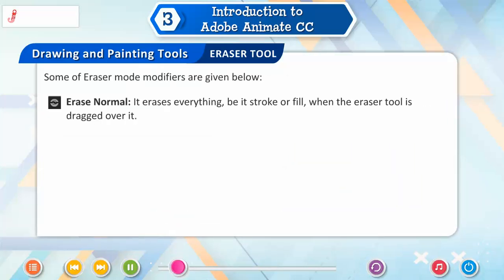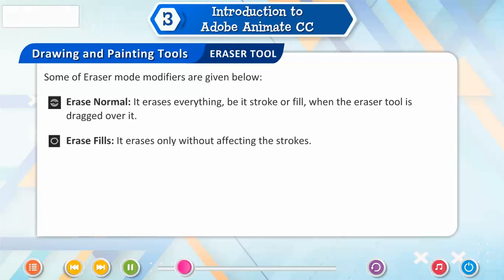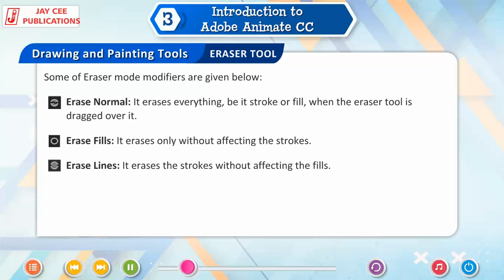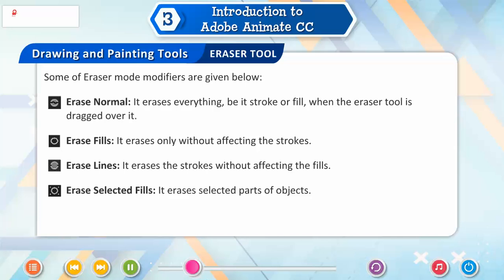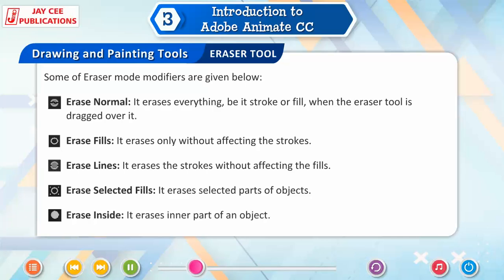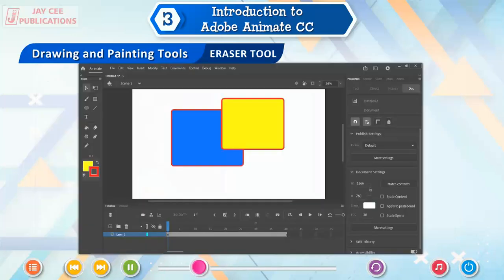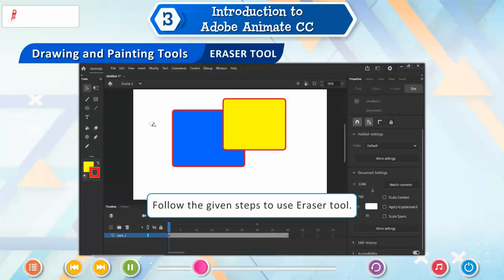Erase normal. It erases everything, be it stroke or fill, when the eraser tool is dragged over it. Erase fills. It erases only fills without affecting the strokes. Erase lines. It erases the strokes without affecting the fills. Erase selected fills. It erases selected parts of the object. Erase inside. It erases inner part of an object. Follow the given steps to use eraser tool.